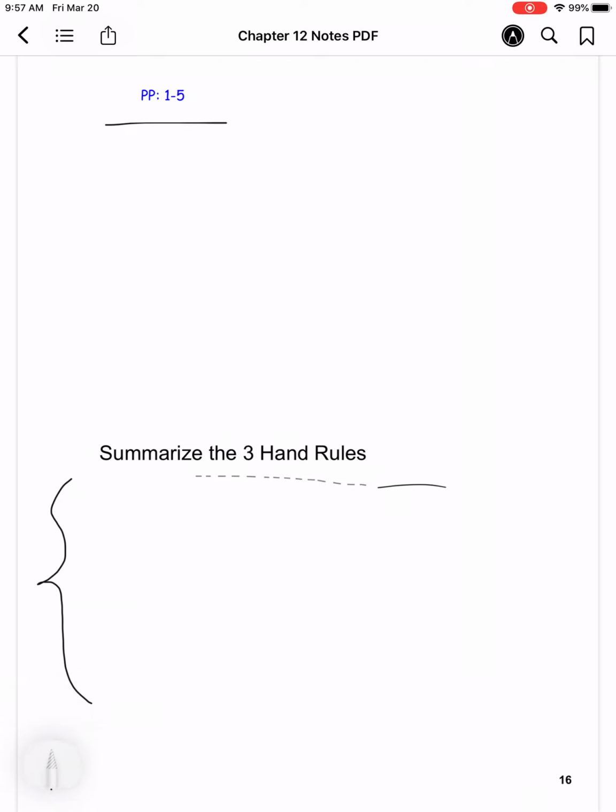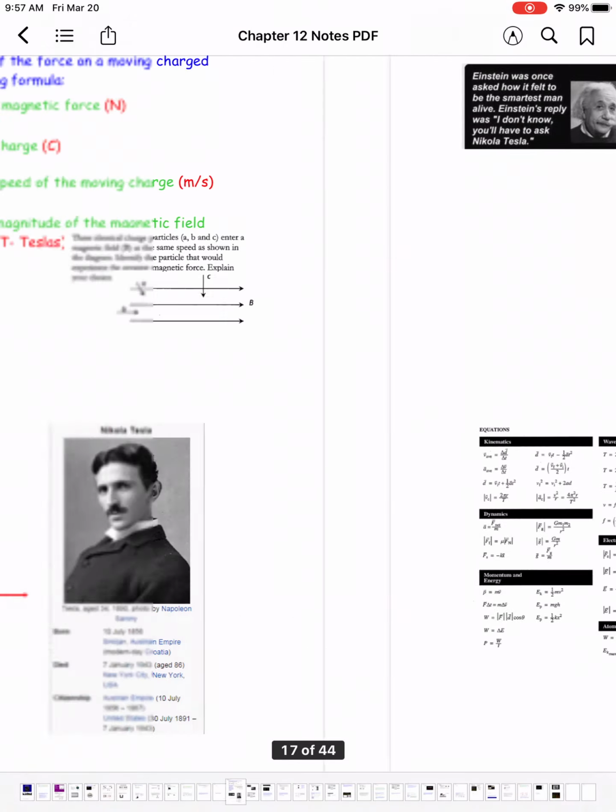Hopefully you've summarized the 3 hand rules for yourself here. Remember we're going to use left hand for negative and right hand for positive. It's going to be very important as we get into the third hand rule especially, okay?